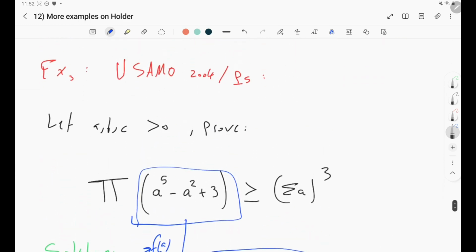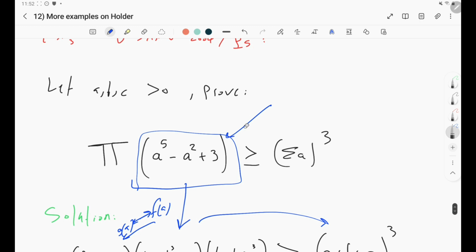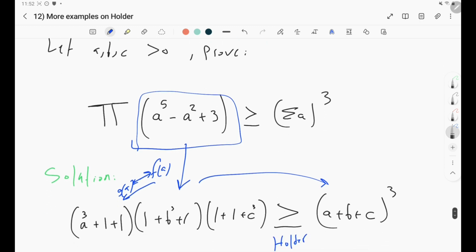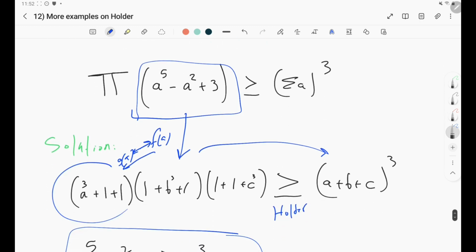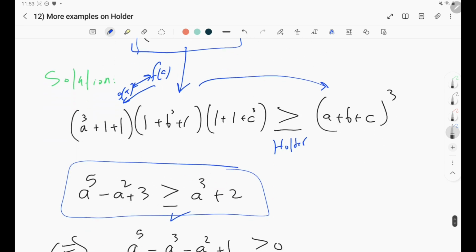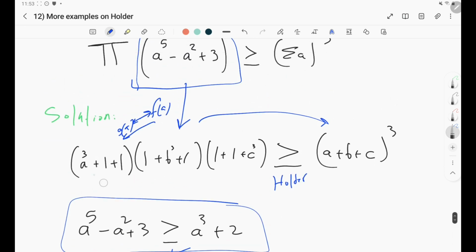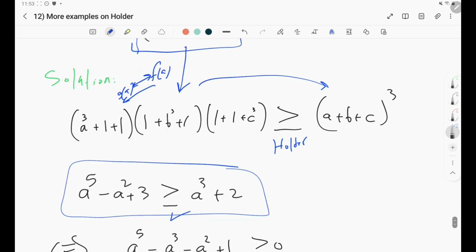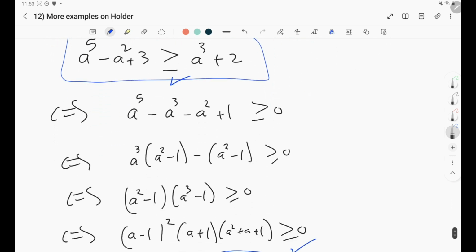Finally, we learned that sometimes they might give you ugly stuff like this. You can never work with them. So you just turn them into simpler stuff like this. These are really easy to handle because you can see just by Holder we're done. So the main difficulty of the question is just to guess what this g of a is. Here we guessed it in reverse. By Holder you just need to have a cube plus 2. So this was our function, and then to show it you just need to factorize, and this is something you should be comfortable with.